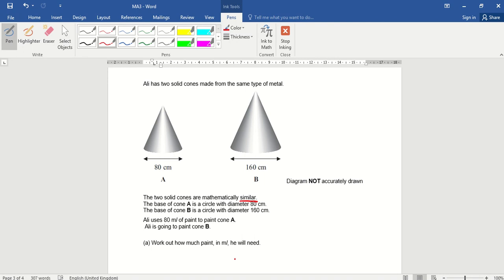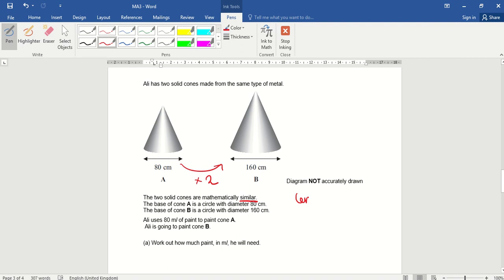Ali uses 80 millilitres of paint to paint cone A. Ali is going to paint cone B. Work out how much paint in millilitres he will need. So if they're mathematically similar, there is a scale factor you multiply by to get from one to the other. Now if we look at the length scale factor, because diameter is just a length, what have we done to get from 80 to 160? We have multiplied by 2.